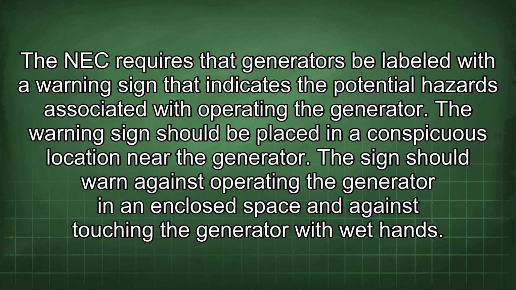The NEC requires that generators be labeled with a warning sign that indicates the potential hazards associated with operating the generator. The warning sign should be placed in a conspicuous location near the generator. The sign should warn against operating the generator in an enclosed space and against touching the generator with wet hands.